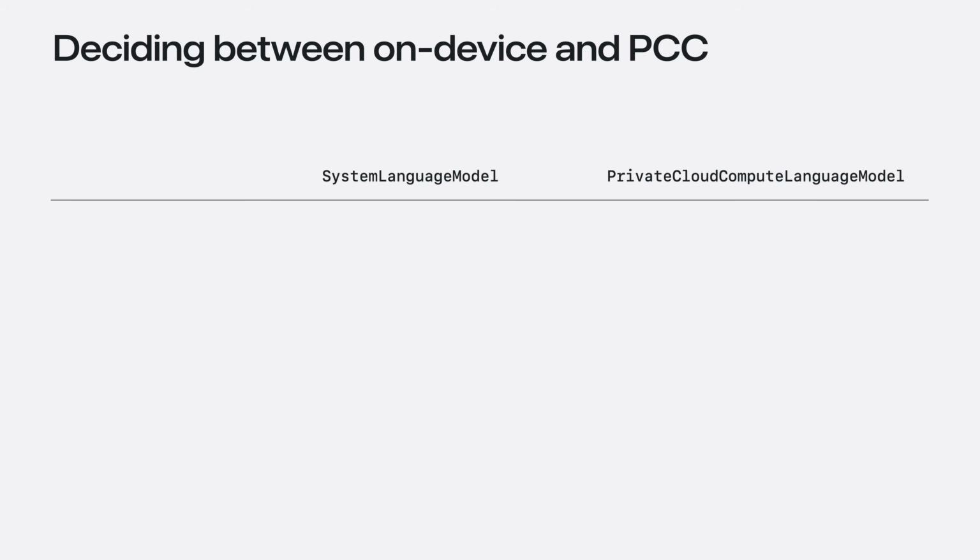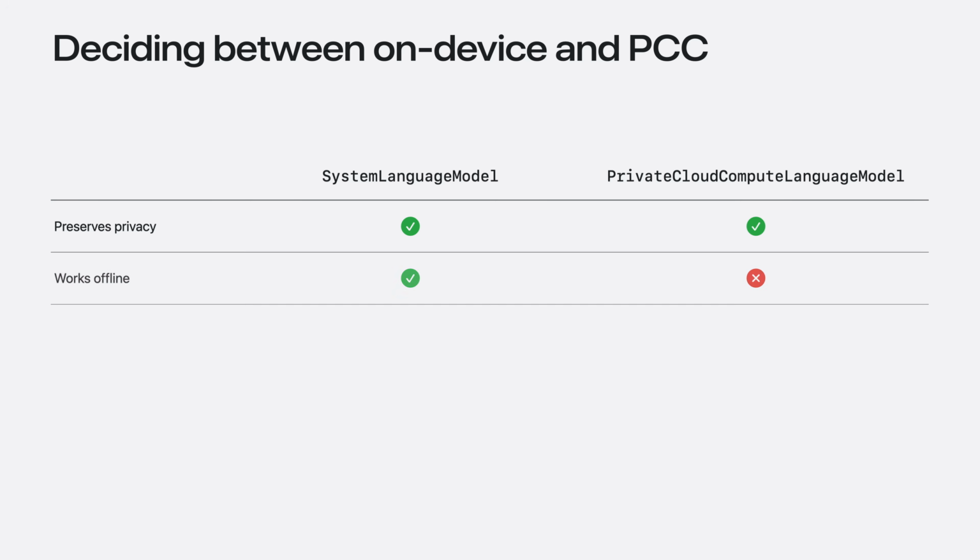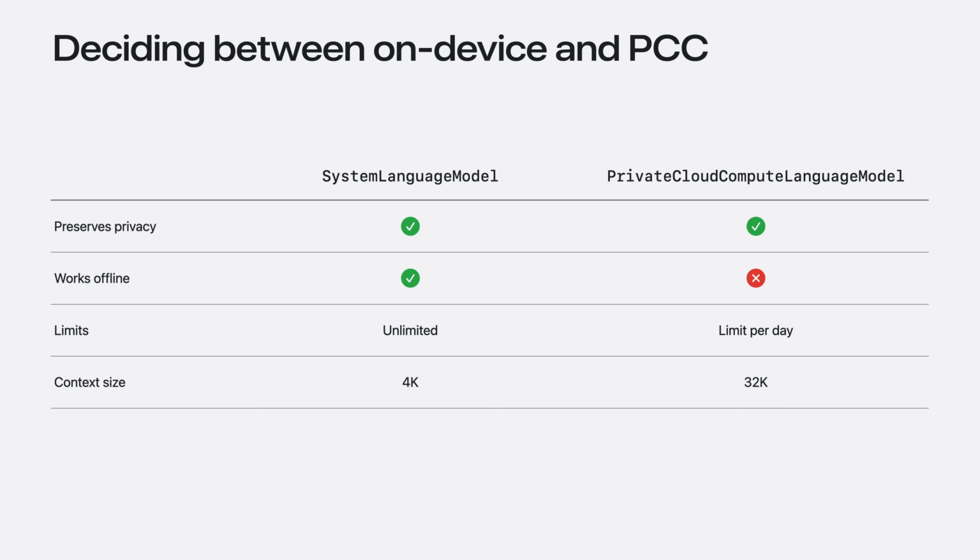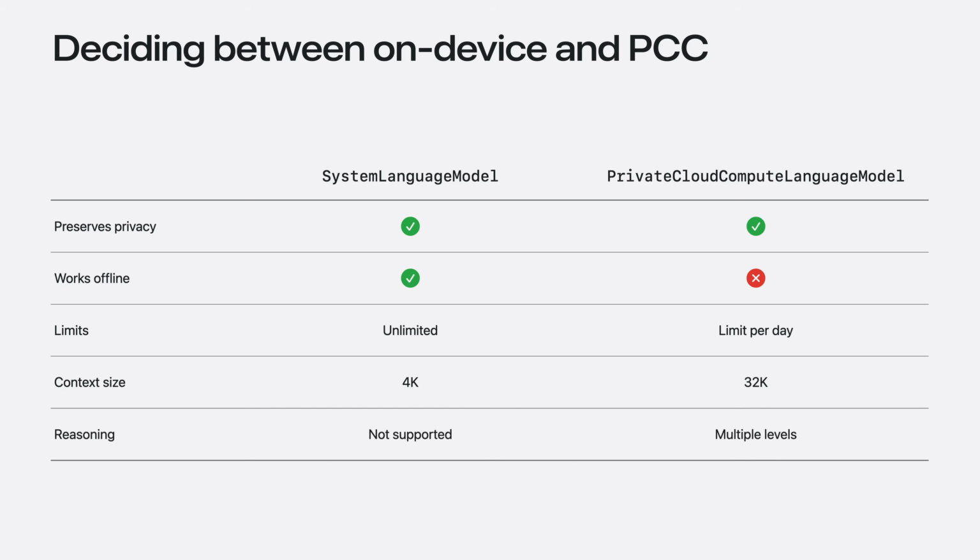When writing a feature using Foundation Models, deciding which model to use is an important decision. So let's take a look at the differences between the on-device system model and the PCC model. They both offer privacy, but the on-device model works offline, while PCC requires an internet connection. The on-device model has no request limits, while PCC offers a daily limit per user. Context size is another important factor for some features. The on-device model offers 4K, and with PCC, you get 32K. And the PCC model supports reasoning.